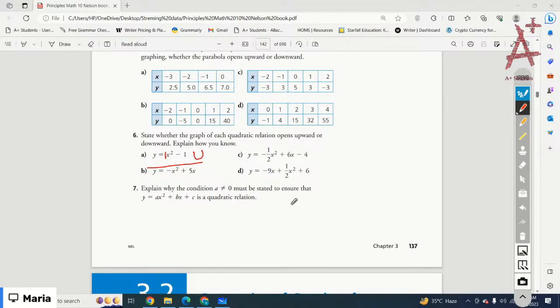For b, you have a negative sign over here. That means you have a -1. So a is negative, and the parabola opens downward. For c, the coefficient of x squared is again negative. -1 means the parabola opens downward. For d, the coefficient of x squared is 1 over 2. That is a positive value, so it opens upward.